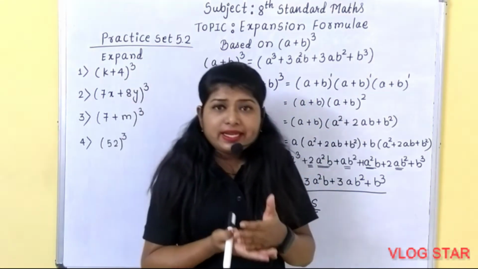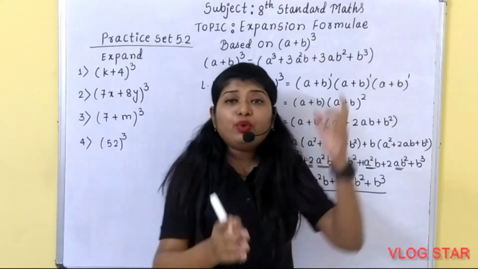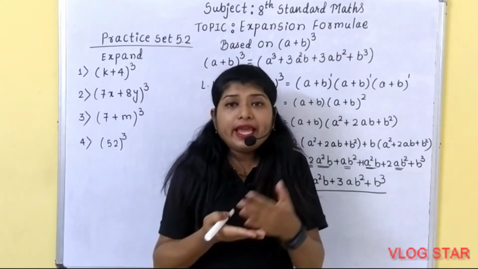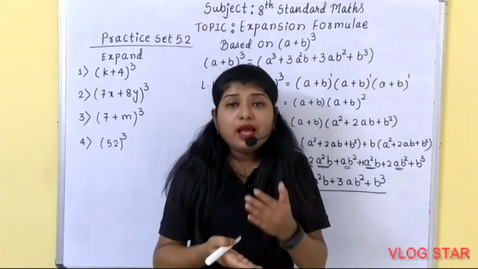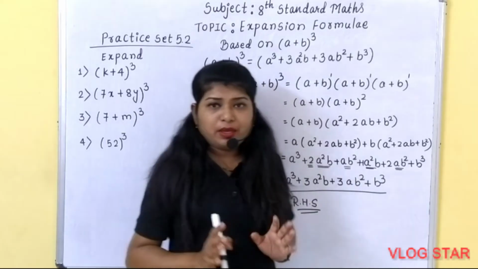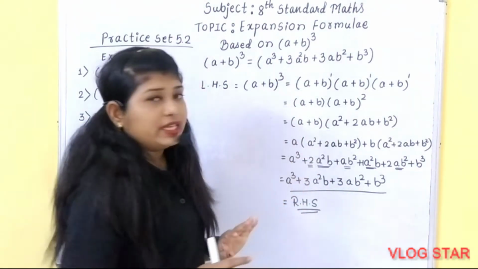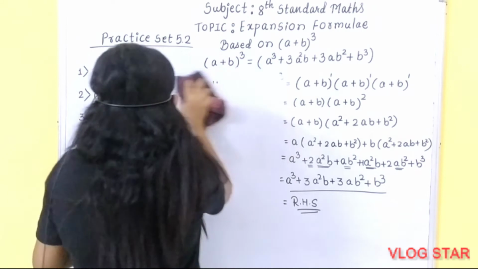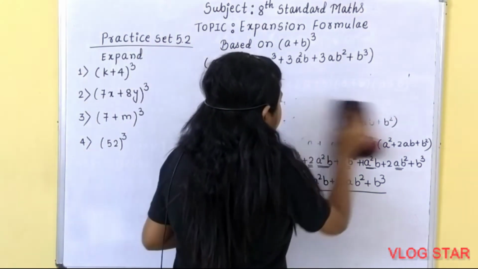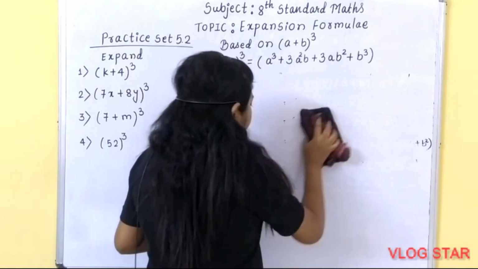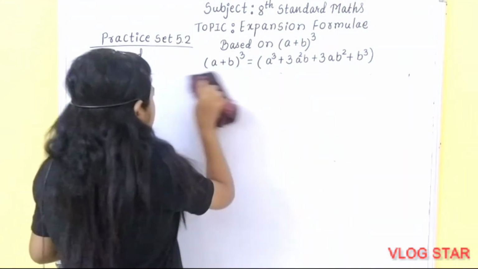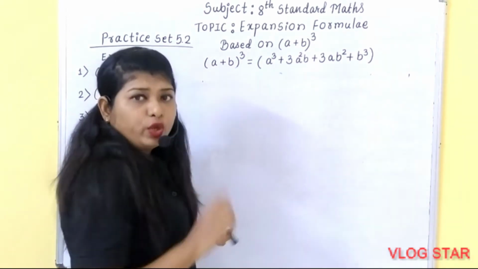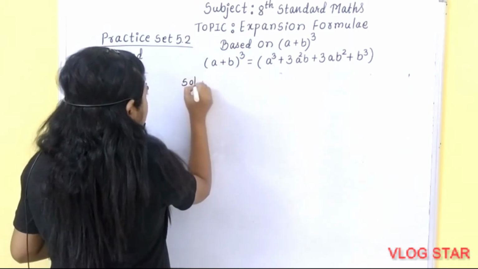But to solve practice set number 5.2, you have to remember this formula. What is (a plus b) whole cube? a cube plus 3a square b plus 3ab square plus b cube. I hope you have understood this proof. Now let's begin with solution number 1. The first question is (k plus 4) whole cube. If you observe carefully, it means you need to apply the (a plus b) whole cube formula. So let's begin with solution number 1.